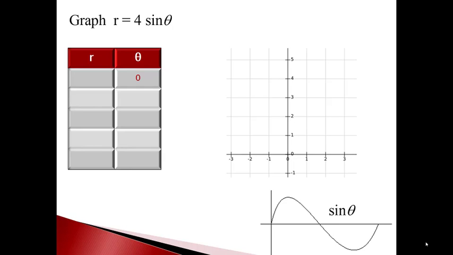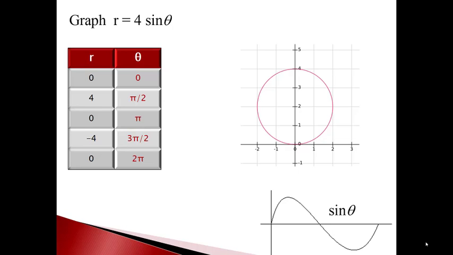When theta equals 0, r equals 4, the first point is at the pole. When theta equals pi over 2, r equals 0, we obtain the second point. When theta equals pi, r equals minus 4, the third point. When theta equals 3 pi over 4, when theta equals 3 pi over 2, r equals 0, we obtain the fourth point. The points are connected and we obtain a circle.